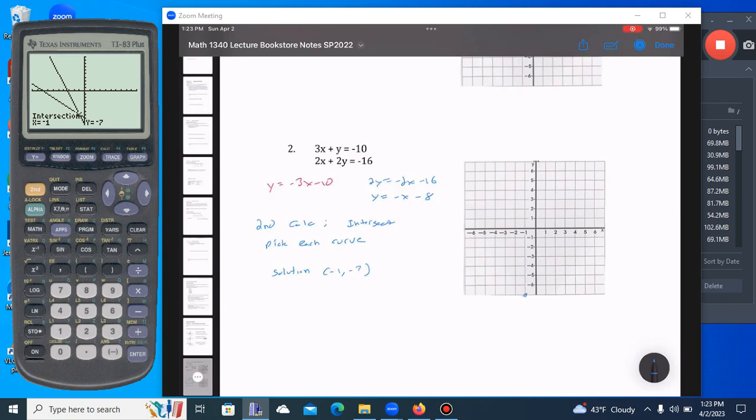So be down here. And this one crosses around here. And then this one crosses farther over.